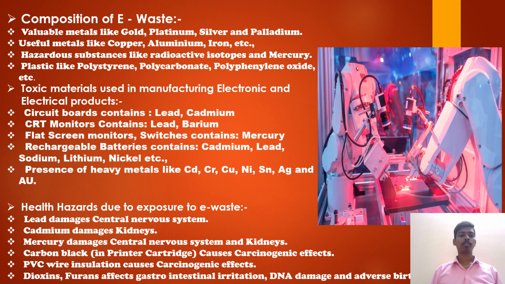The composition of e-waste: valuable metals like gold, platinum, silver and palladium. Useful metals like copper, aluminum, iron, etc. Hazardous substances like radioactive isotopes and mercury. Plastics like polystyrene, polycarbonate, polyphenylene oxide, etc. Toxic materials are used in manufacturing electronic and electrical products.